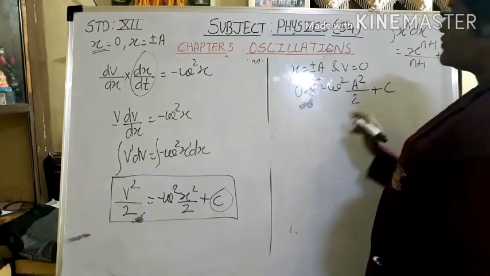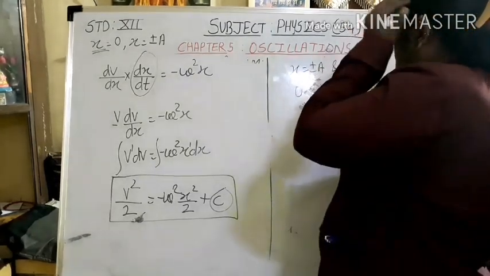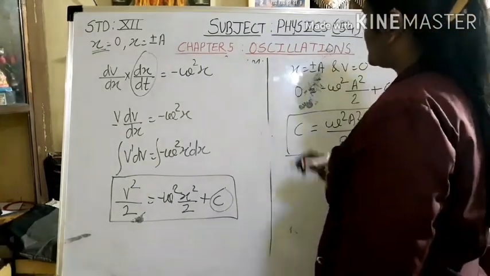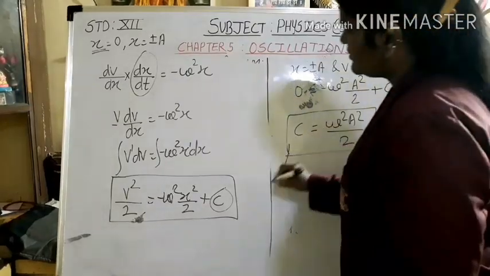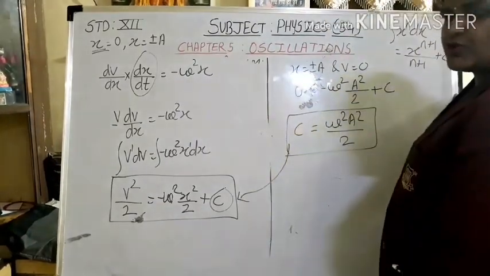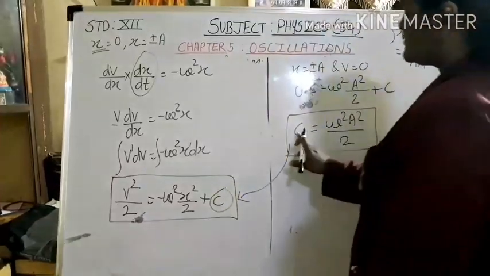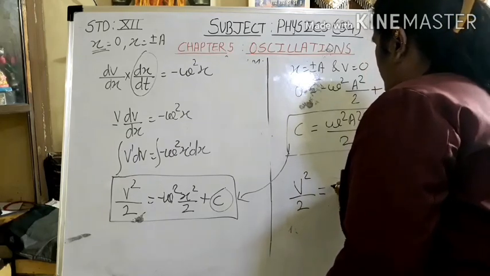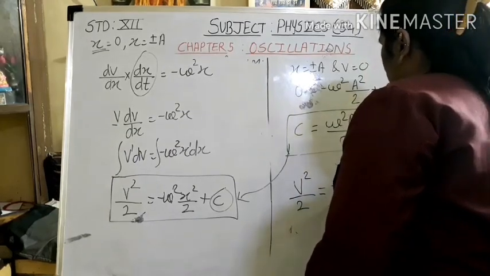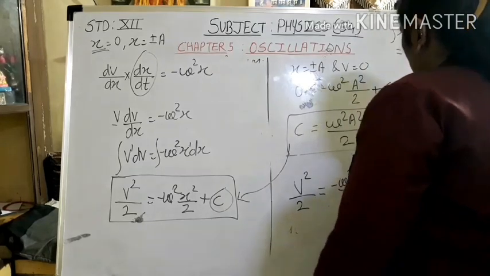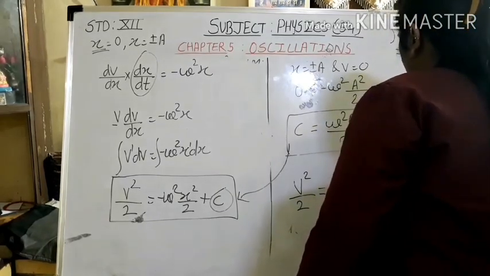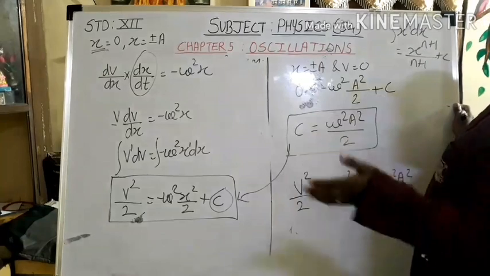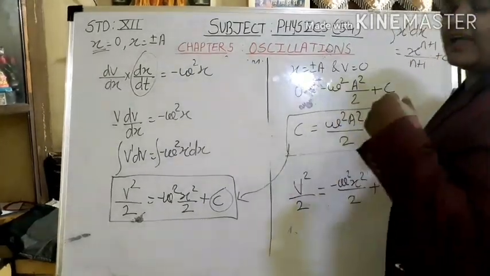So what will be the value of c? c will be plus omega square a square upon 2. So we got the value for c. I can put this value in this equation, so that I will write the whole equation. I will get v square by 2 is equal to minus omega square x square by 2 plus omega square a square divided by 2. As you can see, 2 is there for all the terms, so I can take it common and I can cancel it out.